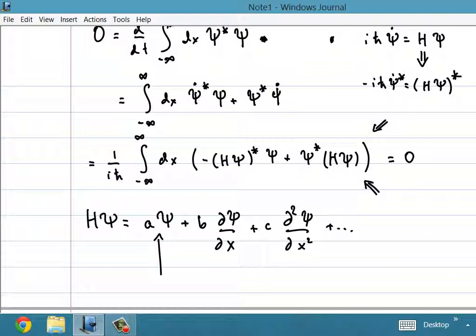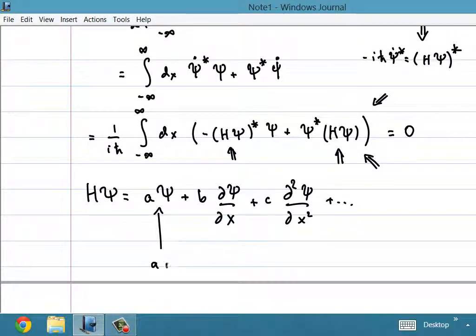Okay? Because if h psi is equal to a psi, then this term here is just minus a star psi star, and this term here is a psi, and so everything will cancel out, provided a is real. What about the second term? Actually, I should mention that a can be real, and it can be any function of x. So let's say a is a real function of x. But let's now consider that second term.